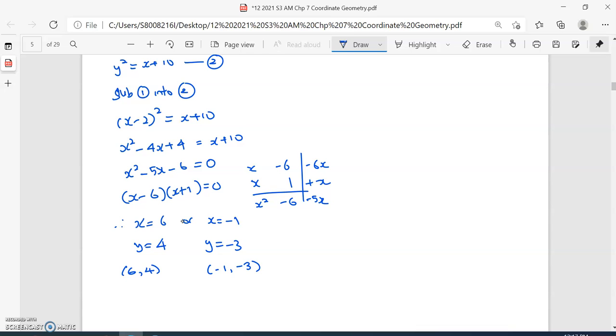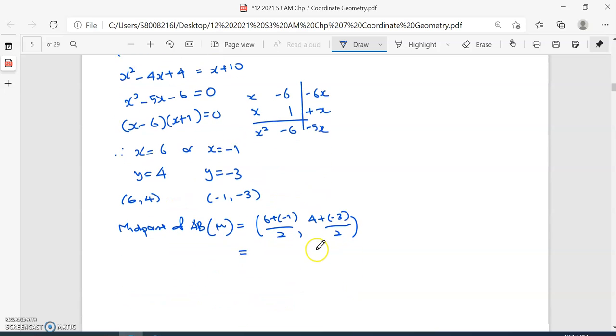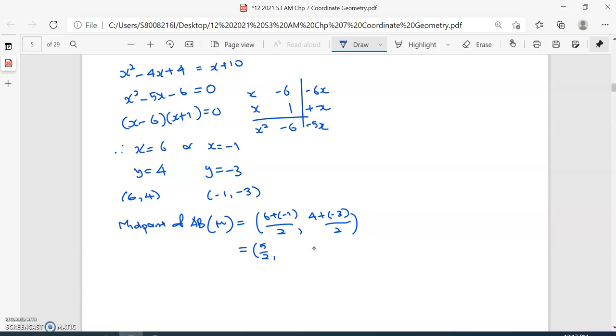So I will then find the midpoint of AB, also known as M in this case. It will be (6 plus negative 1) over 2, and (4 plus negative 3) over 2. That's 5 over 2, and 4 minus 1 gives you a half. Okay? Now we have solved part 1.